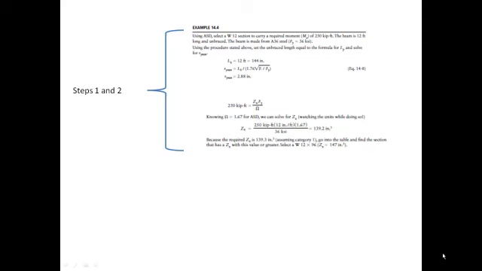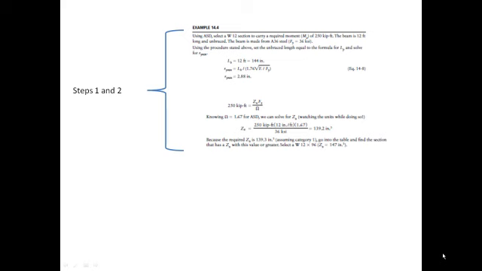Here's a design example that's in your book. It's example 14.4 and sort of shows the trial and error design process that we've talked about up to this point. Basically, we're supposed to, using ASD, pick out a W12 section that has to hold a required bending moment of 250 foot-kips. And we talk about the beam being 12 feet long and being unbraced, so the unbraced length is 12 feet.